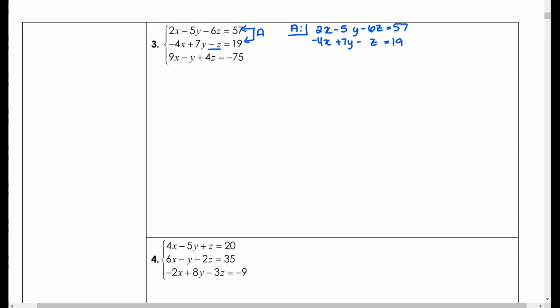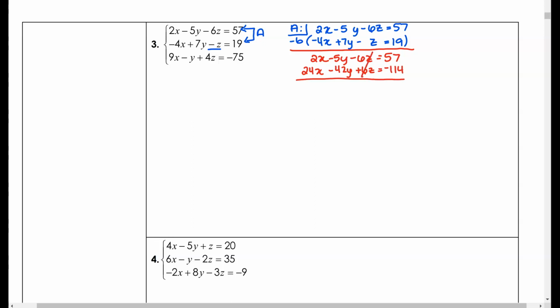Now because that top one is a negative 6, we're going to multiply that bottom one by negative 6. I want the z to become a positive, so that when I multiply out that 6, I end up with a positive 6 so that they can cancel out. So I have 2x minus 5y minus 6z equals 57. On the bottom, a negative times a negative is a positive, so I end up with 24x, and then 7 times negative 6 gives me a negative 42y, and then a positive 6z, and that's going to equal a negative 114.